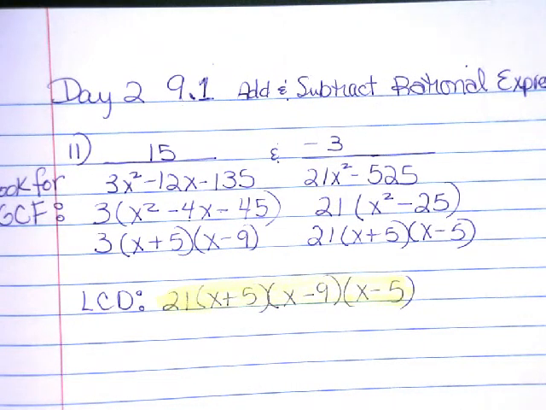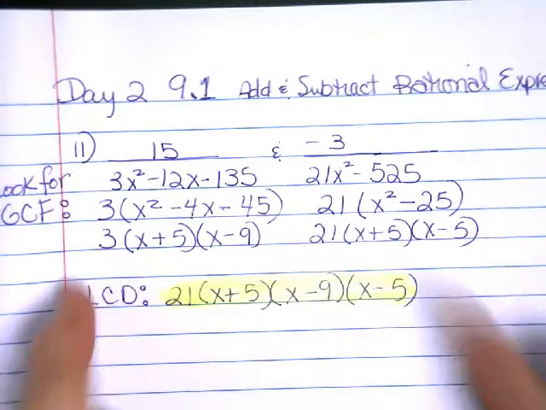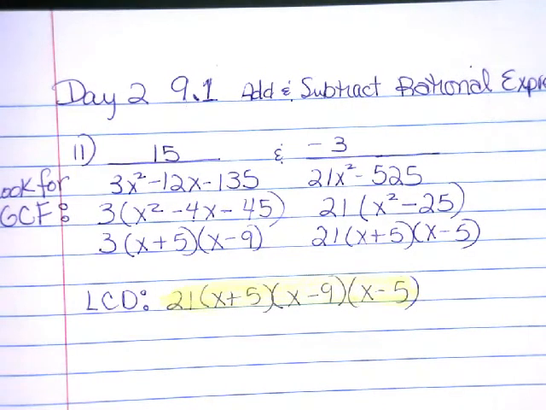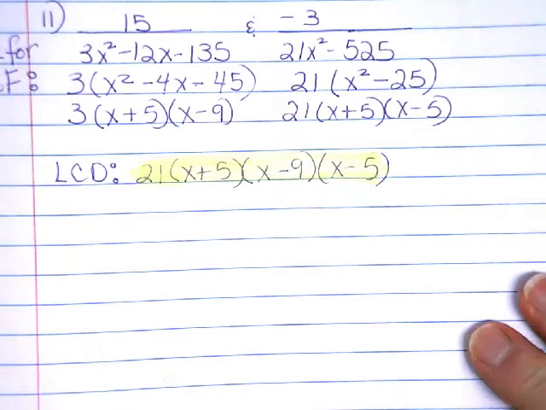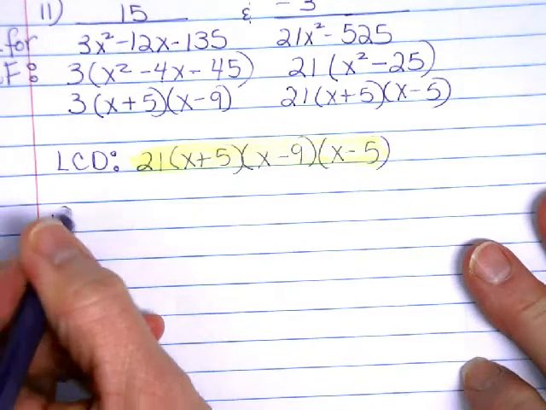How's your brain? Think in numbers? Think of factors? And then you just put the factors that either one of them have here. That becomes the least common denominator.